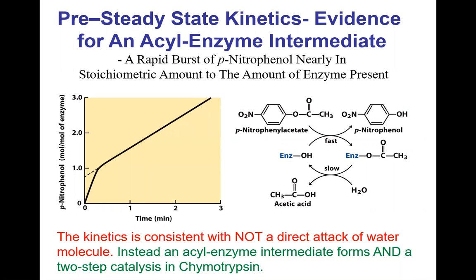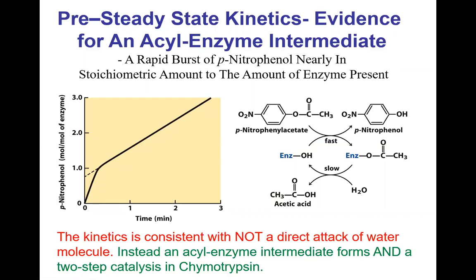It turns out that chymotrypsin can utilize para-nitrophenyl acetate as a substrate, and it can rapidly convert para-nitrophenyl acetate to para-nitrophenol and acetic acid. Okay, and you can see this is an ester, this is not an amide, and there are proteases that will catalyze both hydrolysis of an amide bond as well as an ester bond. Not all of them, but there are plenty of them.